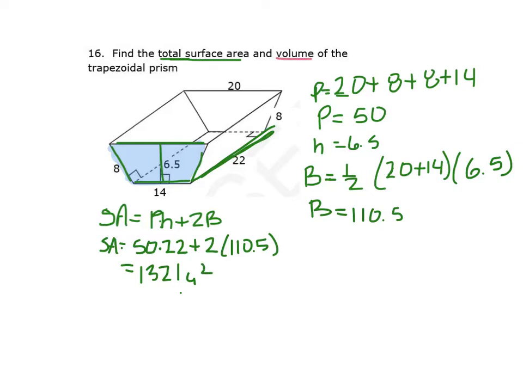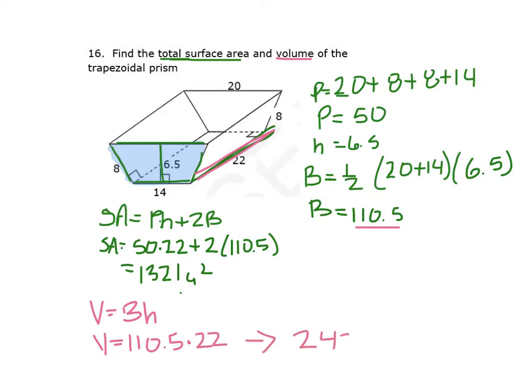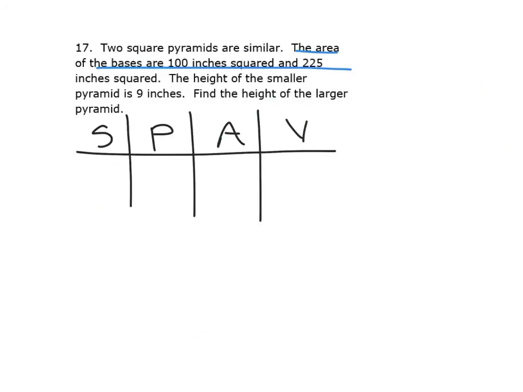The next step is going to be to find the volume. Volume is going to be capital B, area of the base, times the height. We know capital B we found is 110.5, and we're going to multiply this by the height of the prism, which is 22, and that's going to come out to about 2,431 units cubed.